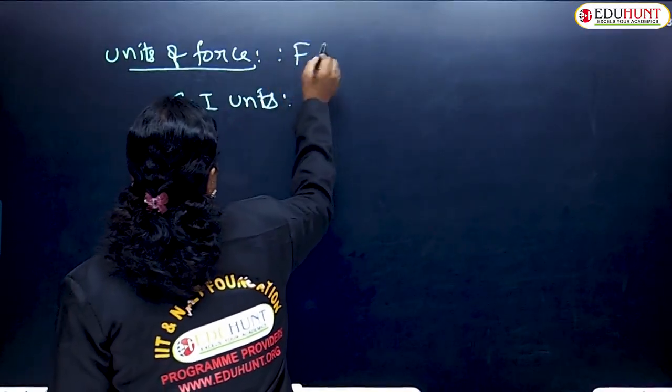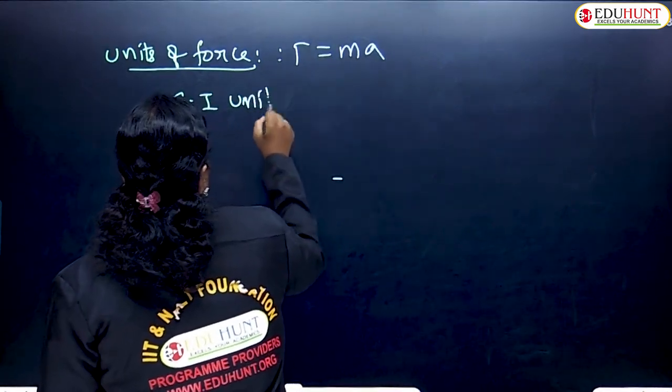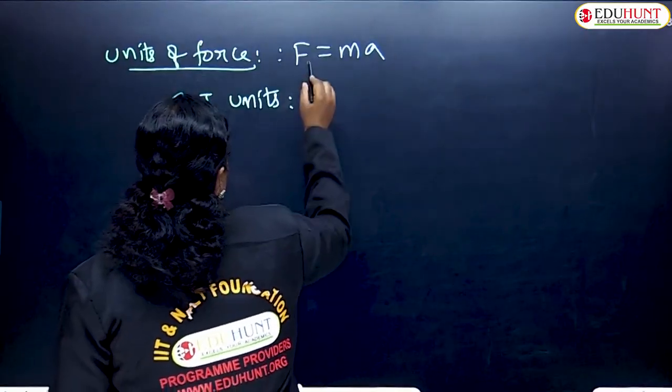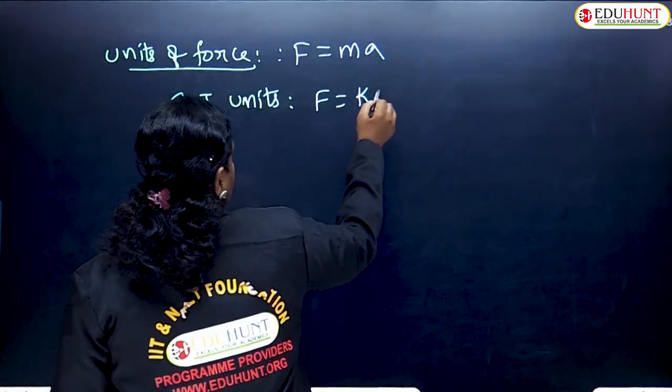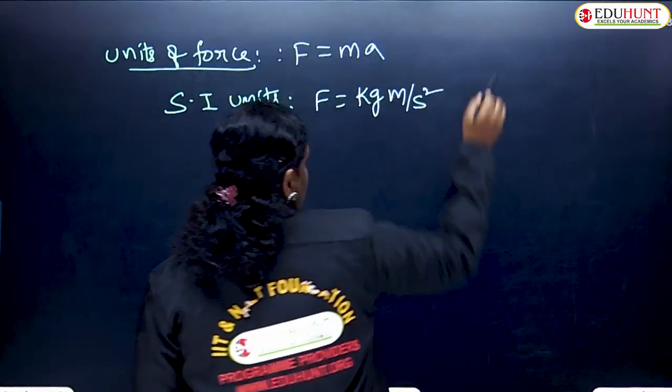So we know the formula for force is F = ma. Okay, so what is the unit of force, children? The formula is F = ma. The SI unit of force: mass is measured in kg in SI units, and acceleration is measured in meter per second square.